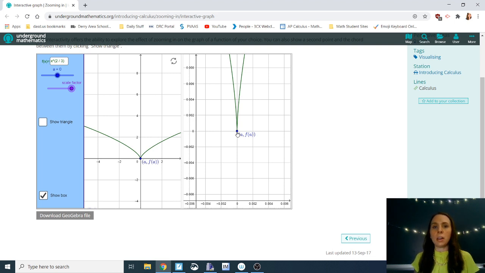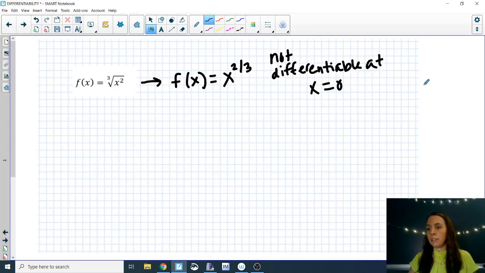But since a derivative is a limit of the slope, and the left and the right do not match, the left slope and the right slope do not match, that's why you cannot calculate the slope there. Okay, finally, one other thing that we can do with this one is we can take the derivative as an equation. If f of x is equal to x to the 2/3, what is f prime?